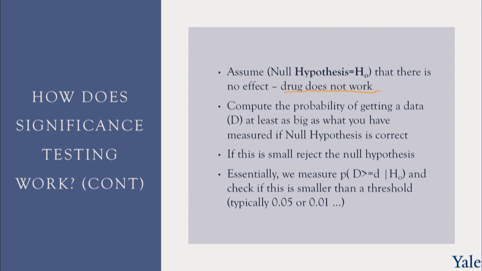And effectively here what we're measuring probabilistically, remember, is the probability of D greater than some little d given the null hypothesis. And we check if this is smaller than a threshold. This is a famous 0.05 or 0.01.